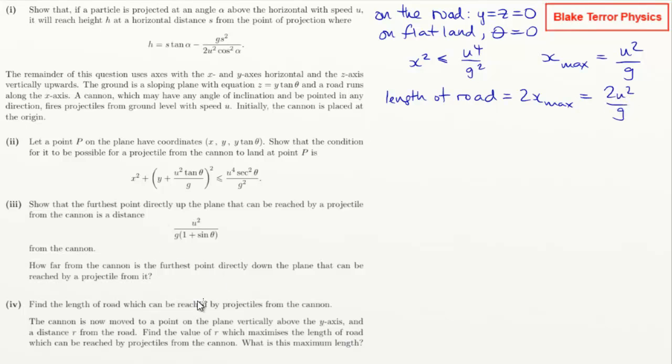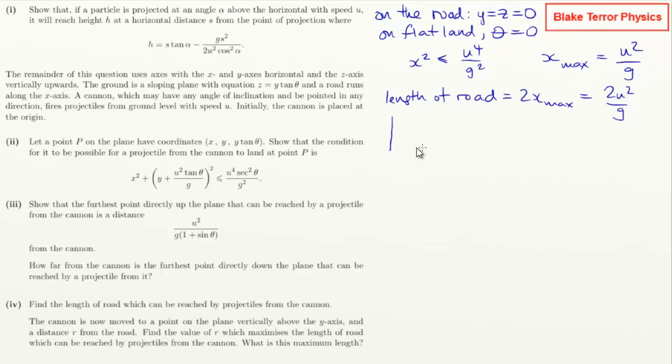So that's okay. The cannon is now moved from a point to a point on the plane vertically above the y-axis. A distance r from the road. Find the value of r which maximizes the length of road which can be reached by projectiles from the cannon. What is this maximum length?